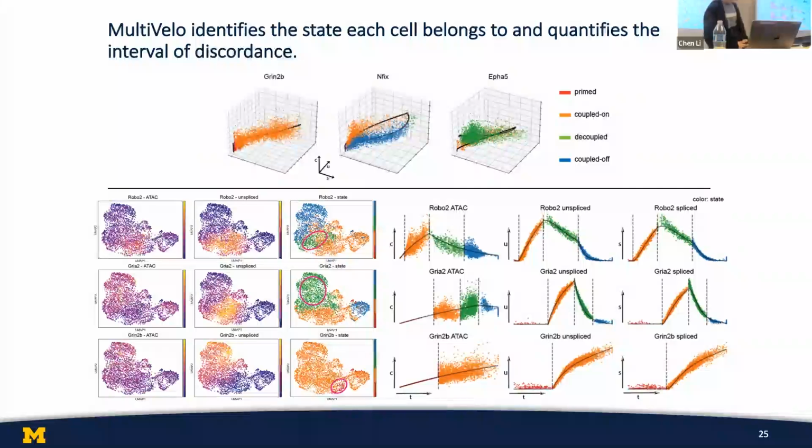Grin2B is the other one. It is an induction only gene. It only has an induction phase where both the RNA and the chromatin increase. It has a clear priming phase, in this circular region labeled as red. Red is the predicted primed phase. The Grin2B ATAC level increases, but the unspliced and the spliced counts stayed at 0.